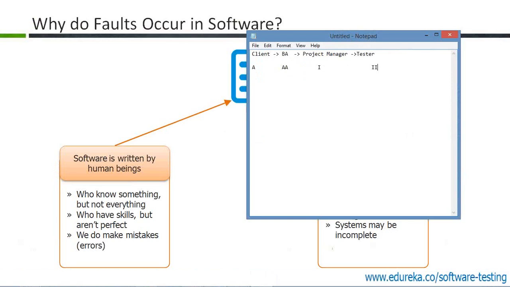You understood where the miscommunication goes wrong. What a customer is actually asking for is, boss, give me A. And what the BA has understood is A. Oh, he's asking A. Then the project manager, due to some accent problem or cultural difference, would have understood it as I. And the tester would have understood it as I.